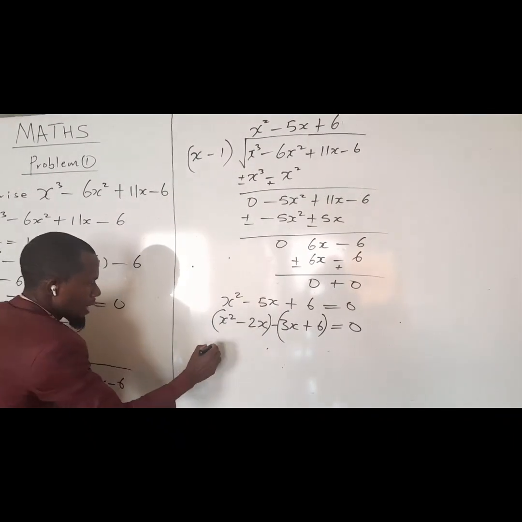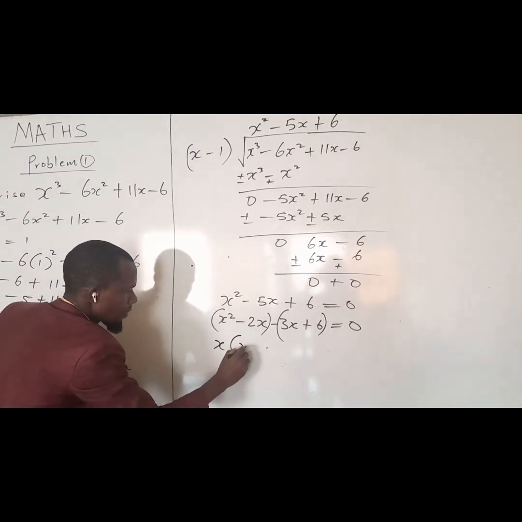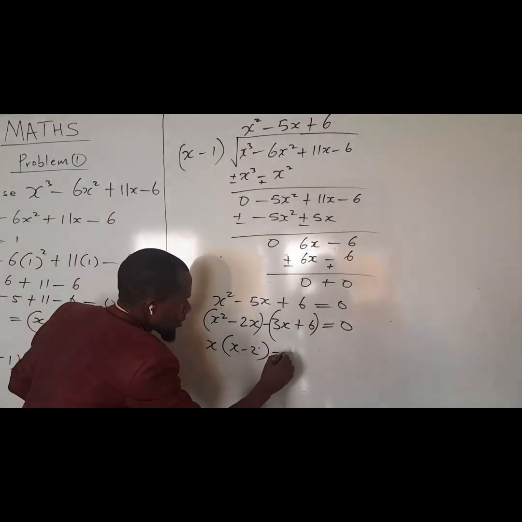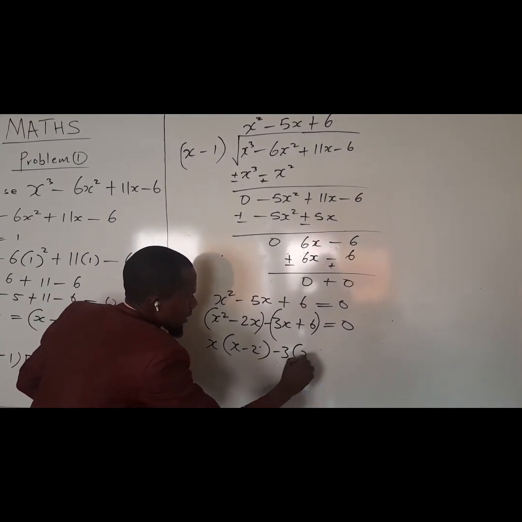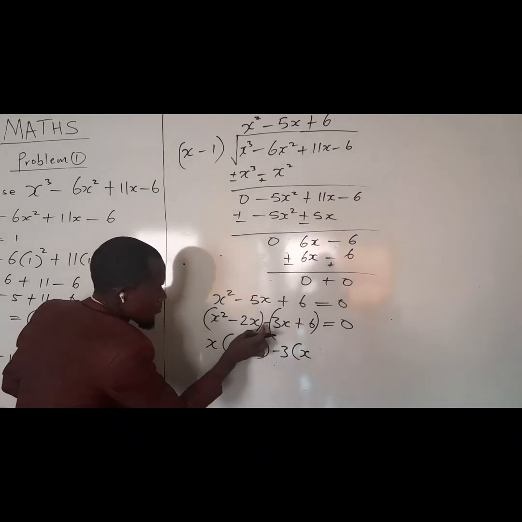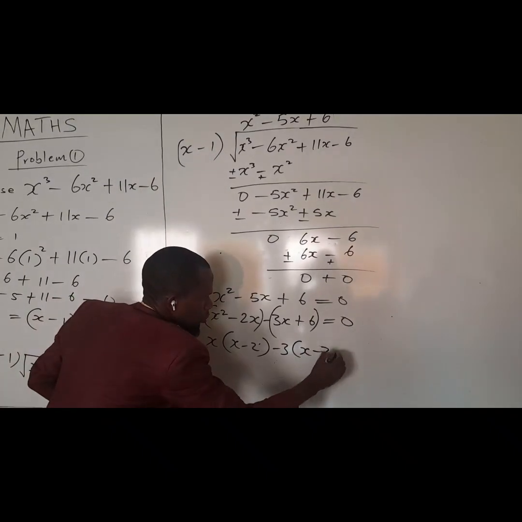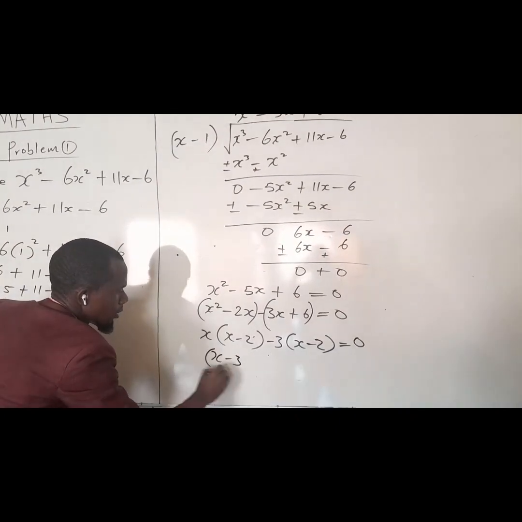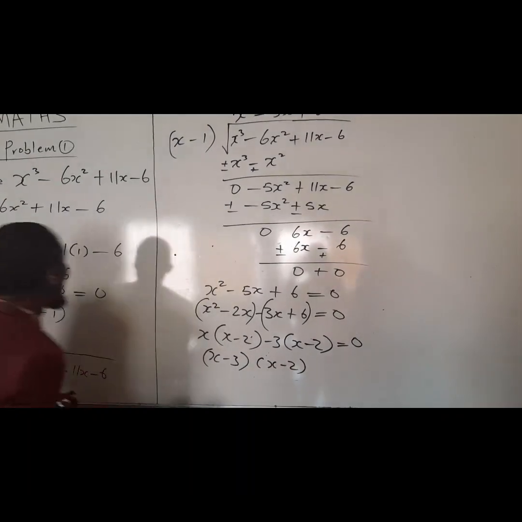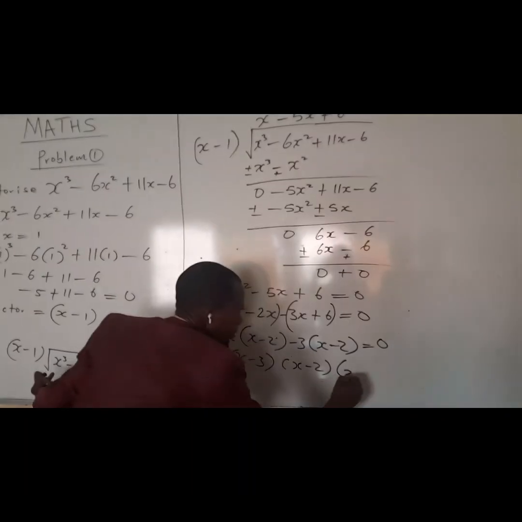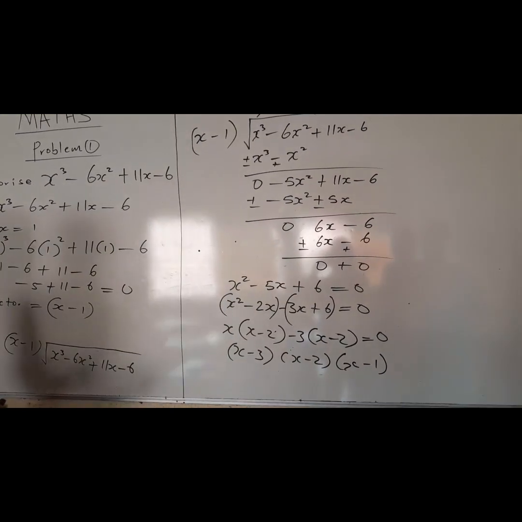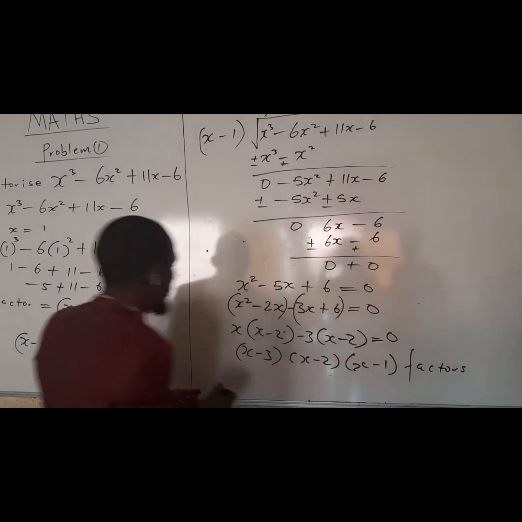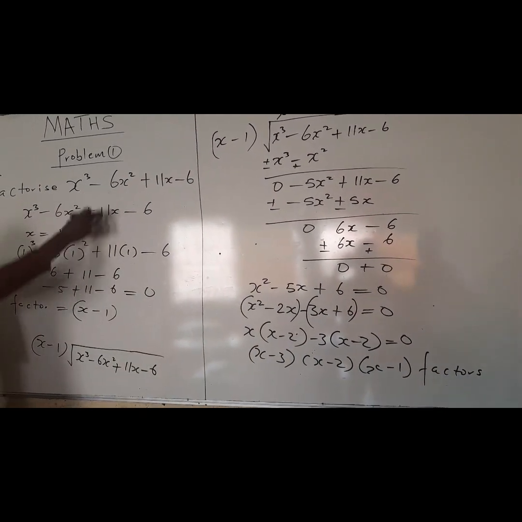So what is common here? X. X into x squared, I have x minus 2. Okay? What is common here is 3. So I have minus 3, open bracket, x plus, minus times plus, I have minus 2, equals to 0. Okay? So I have my x minus 3, x minus 2, and x minus 1. So these are the factors. These are the factors of this particular problem. Okay?